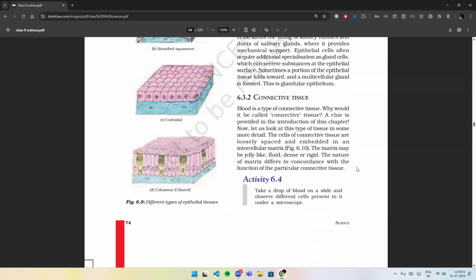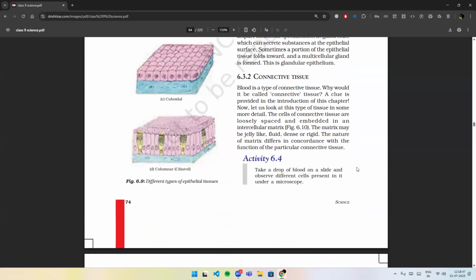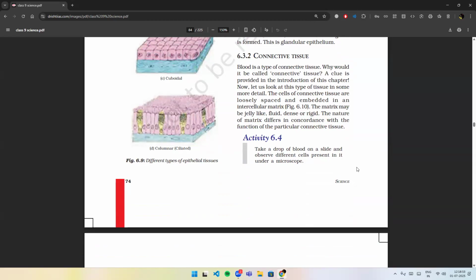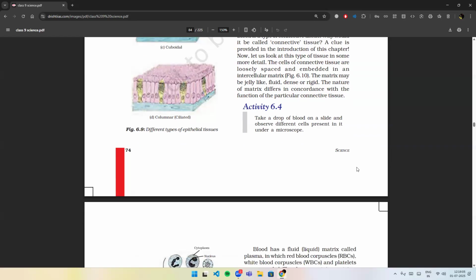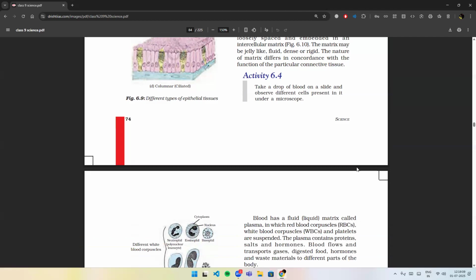Connective tissue. Blood is a type of connective tissue. Why would it be called connective tissue? A clue is provided in the introduction of this chapter. Now, let us look at this type of tissue in some more detail. The cells of connective tissue are loosely spaced and embedded in an intercellular matrix. The matrix may be jelly-like, fluid, dense, or rigid. The nature of matrix differs in concordance with the function of the particular connective tissue.